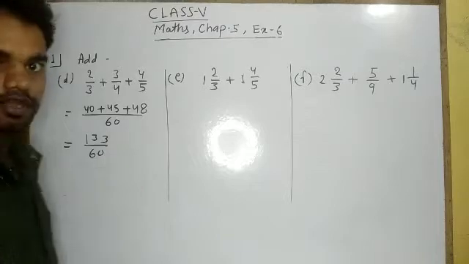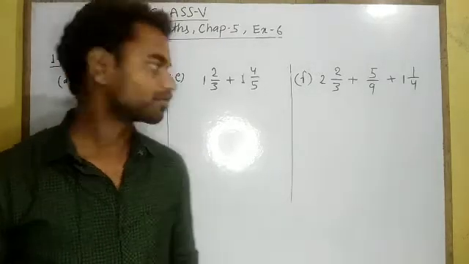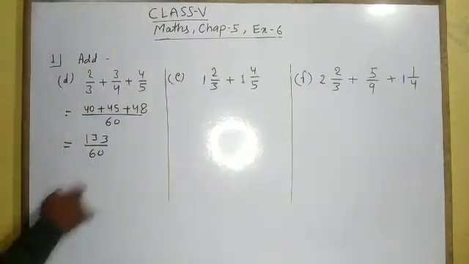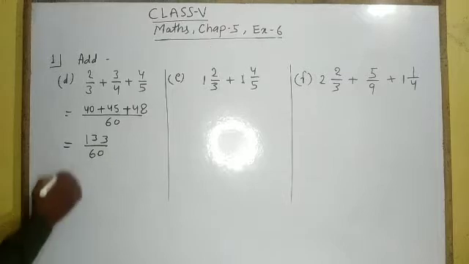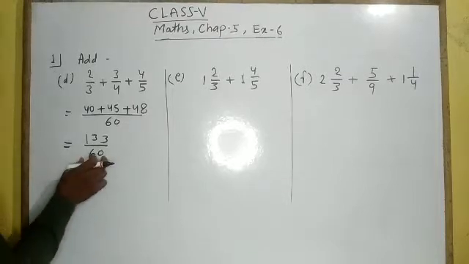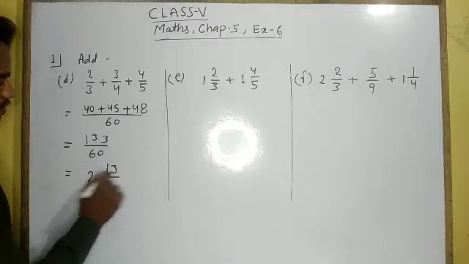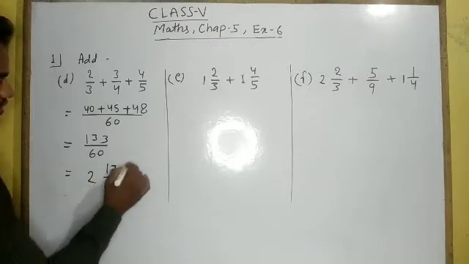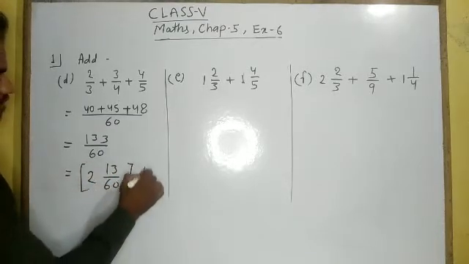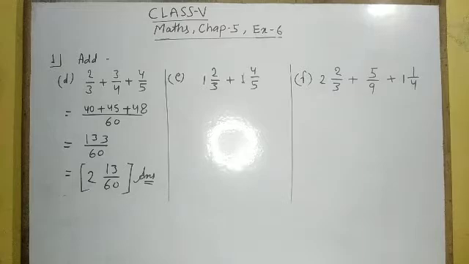Now this is in improper form, or this is an improper fraction. So this improper fraction will be converted into a mixed fraction. 60 twos are 120 and 13 is the remainder. So 2 whole 13 upon 60. This will be the answer of this question.